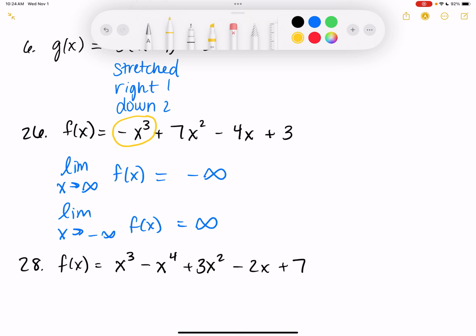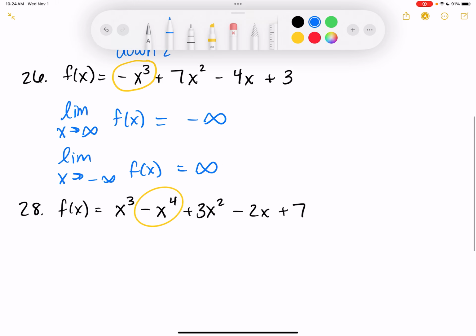So what term am I looking at for this one? Negative x to the fourth. So the limit as x approaches infinity of f of x is equal to, so if I put in like positive 500, what is happening? Negative. Yeah, negative because of this negative sign. The negative is outside of what's getting raised to the fourth. So that one is going to be negative infinity.